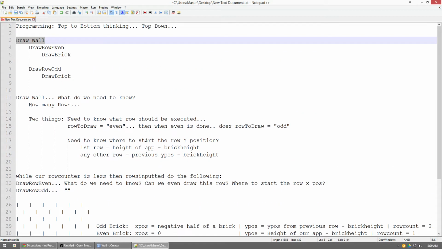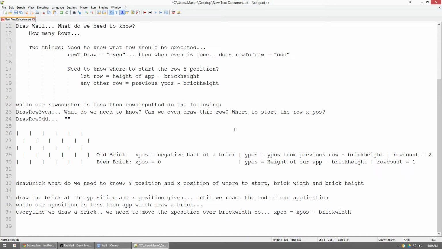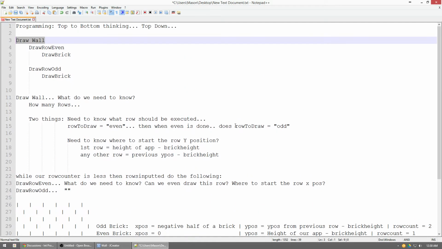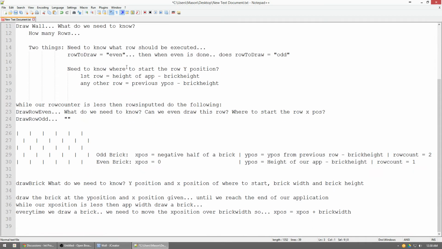You'd have to obviously add a JTextField or something for the user to input how many rows they want. You're going to have something that executes the program. But like I said, when we need to figure out what our program needs to do, we should always do top to bottom thinking, because if you start from the bottom, let's look real quick at our draw the brick. Well, if I drew a brick, I'd be like, okay, X position, Y position.